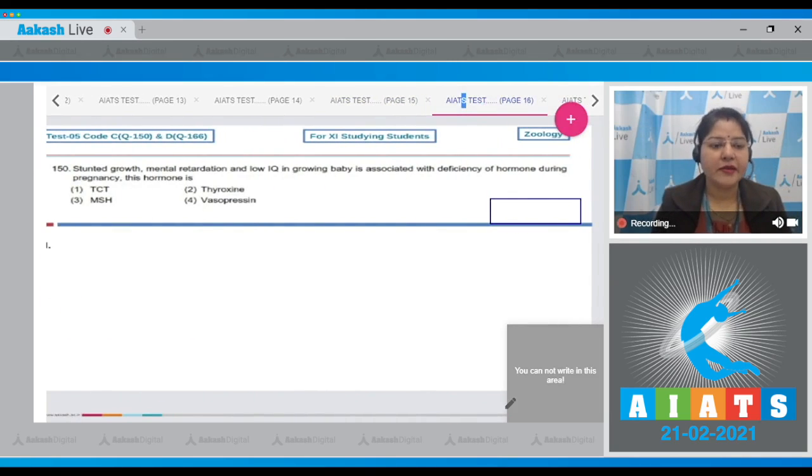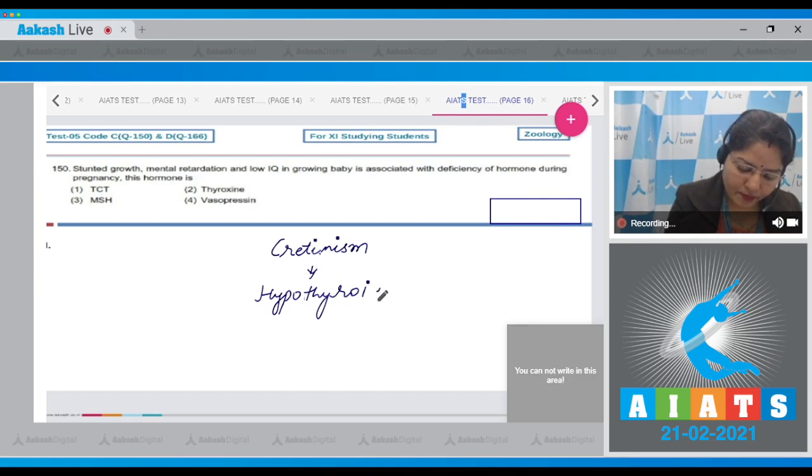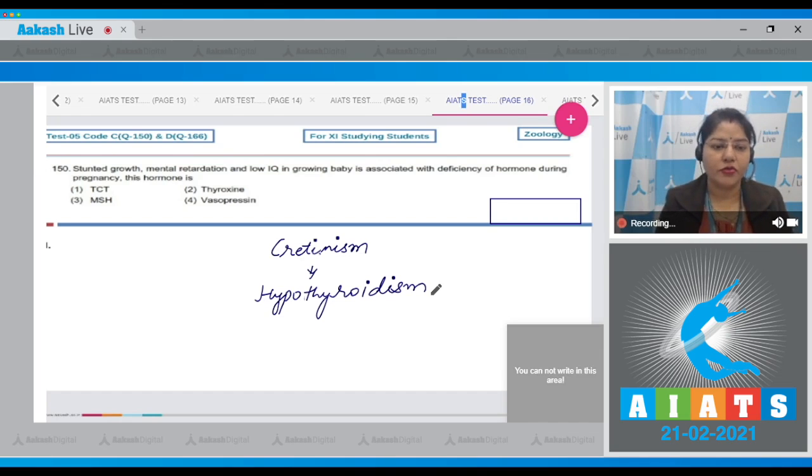Question number 150. Stunted growth, mental retardation, and low IQ in growing baby is associated with deficiency of hormone during pregnancy. This hormone is. The symptoms given in the question are of cretinism. And cretinism is due to hypothyroidism, that is, hyposecretion of thyroid hormones, or we can say hyposecretion of thyroxine.